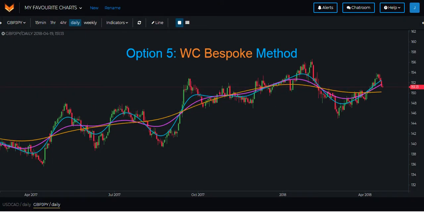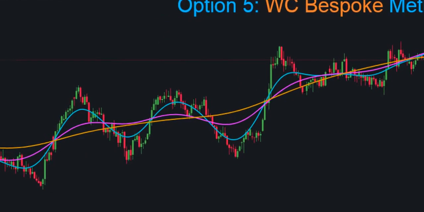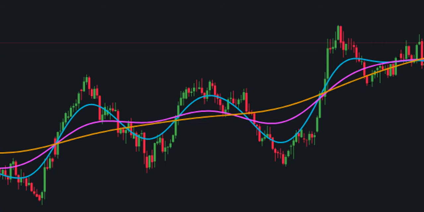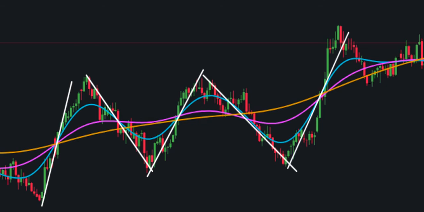Option number 5 is the wealth crossover Bespoke Method. This method is an open invitation to you to create a method of stop loss management according to the lines of the wealth crossover indicator and the wave structure of the market.